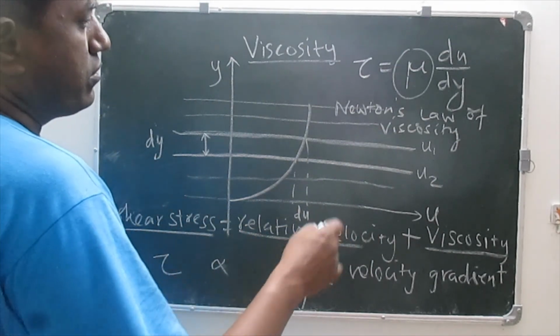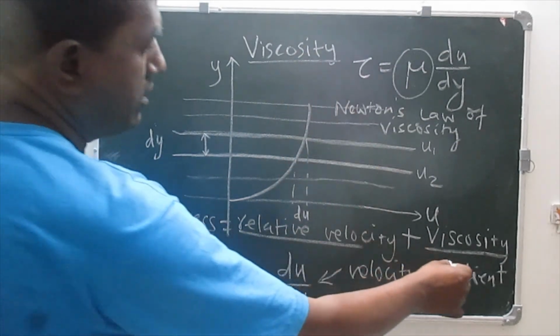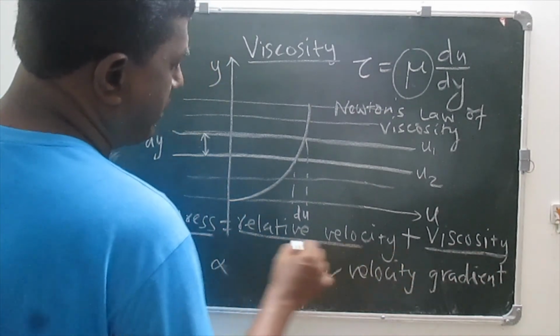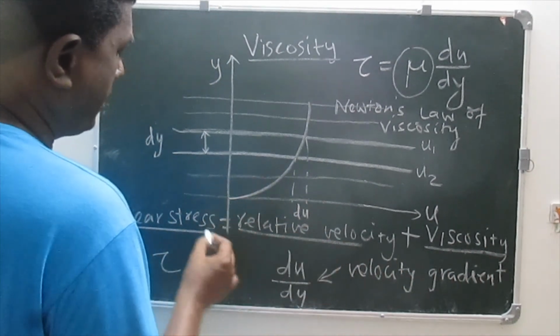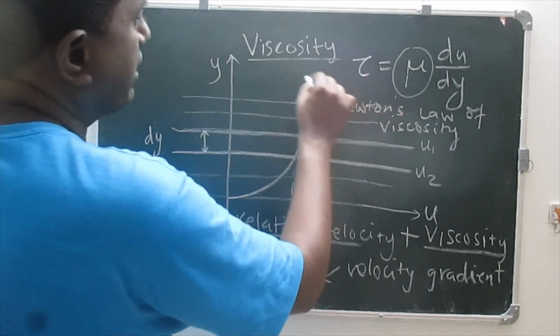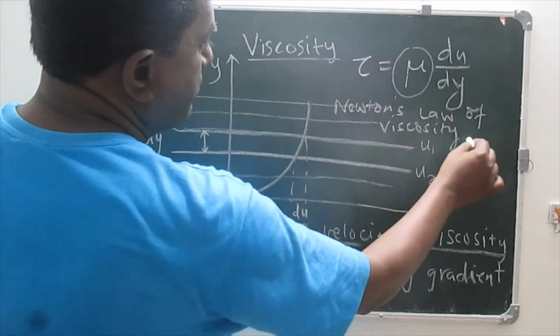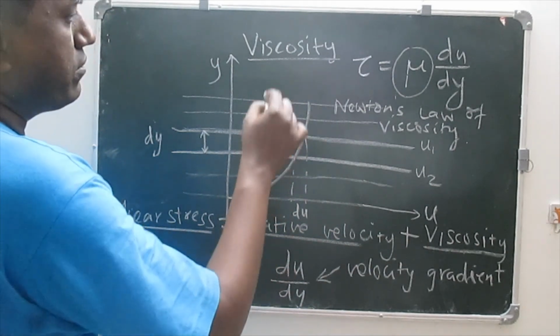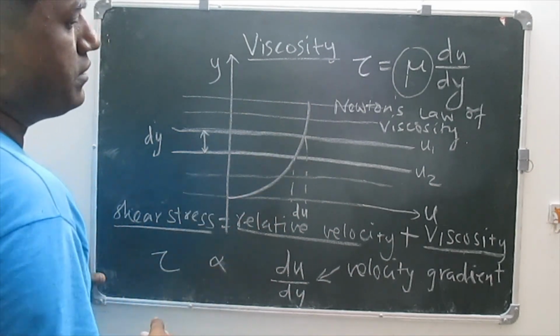This is how viscosity plays a major role and leads to Newton's law of viscosity. If viscosity doesn't exist, there won't be any relative velocity. If there is no relative velocity, there won't be shear stress. If there is no shear stress, there won't be Newton's law of viscosity. That is how viscosity plays a major role in real fluids.